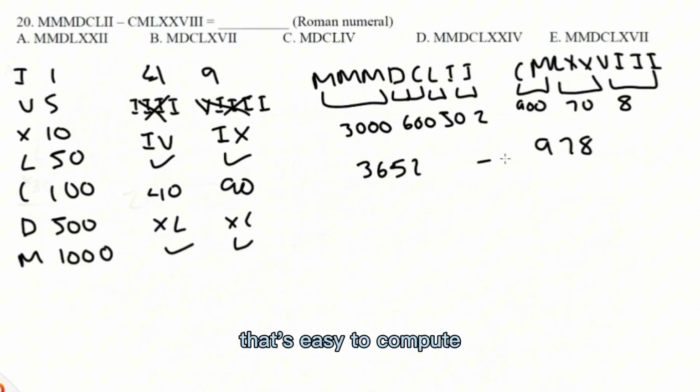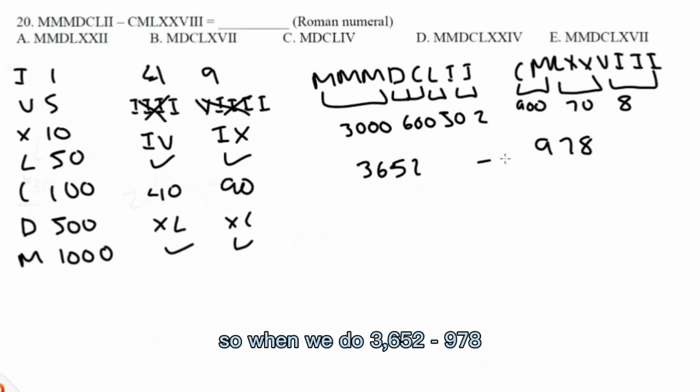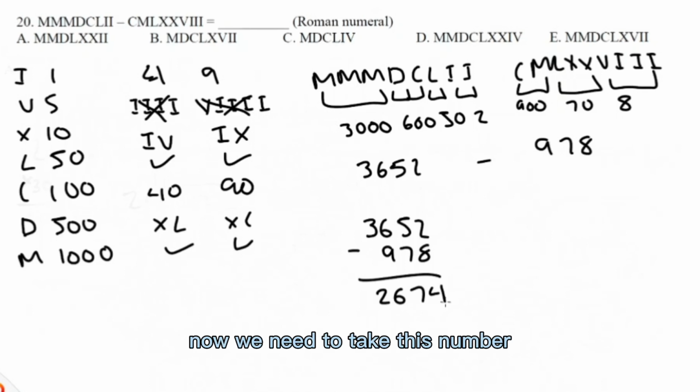That's easy to compute. Now that's in Arabic numbers, or just your regular number. Arabic number just stands for the regular number that we have. So when we do 3,652 minus 978, that gives us 2,674. Now here's the tricky part. Now we need to take this number and convert it back to Roman numerals.